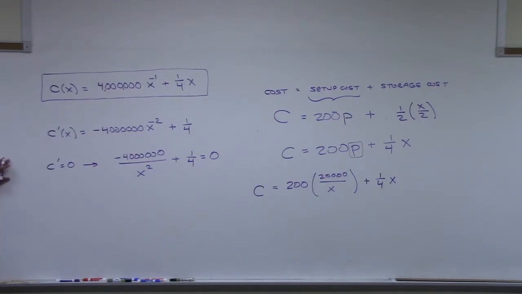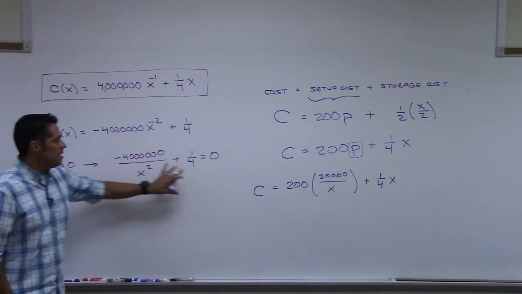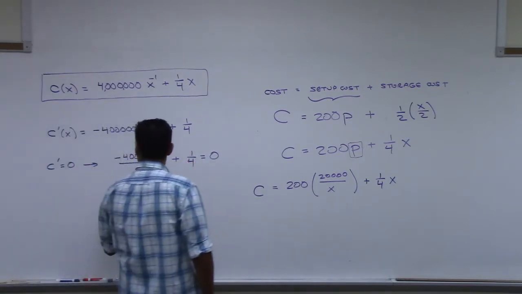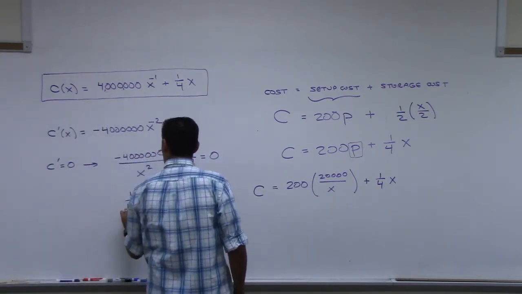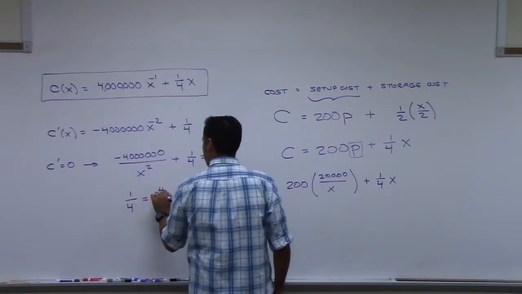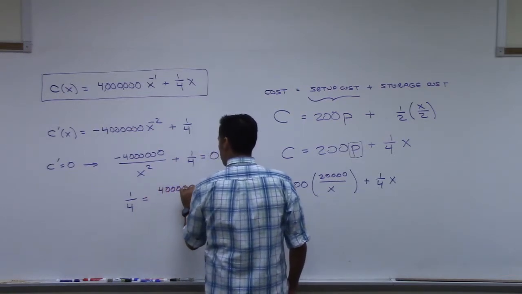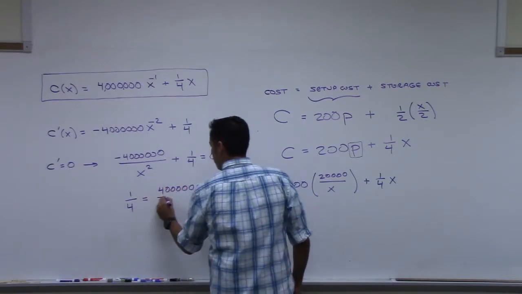And there was a problem that I sent you home with that was similar to this. So we could right now do several things. How do you want to do this? Move the 4,000 to the other side? You want to move all this to the other side? I'm okay with that. So 1/4 is still on the left side. On the other side, it becomes positive 4 million over X squared.